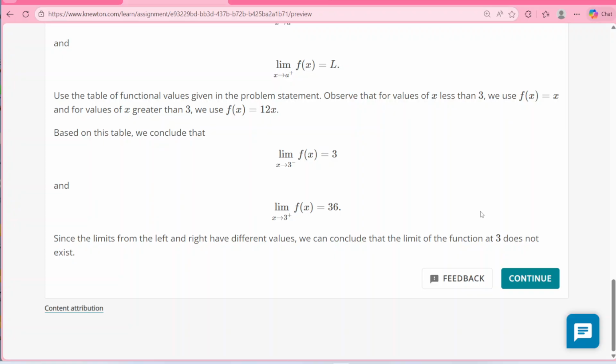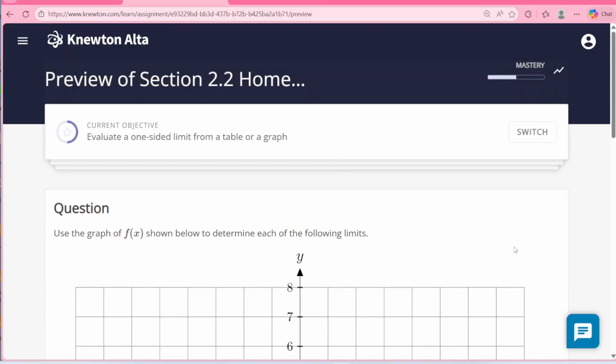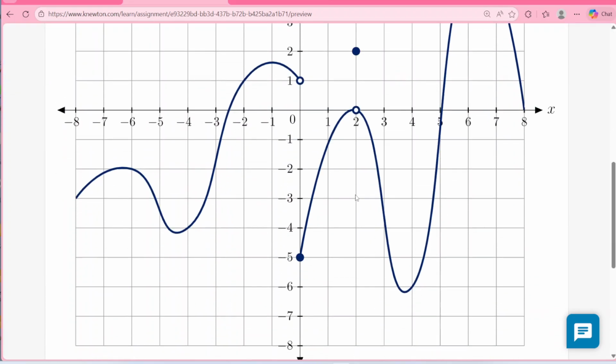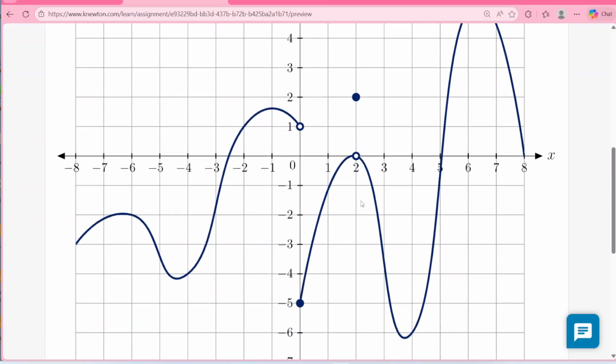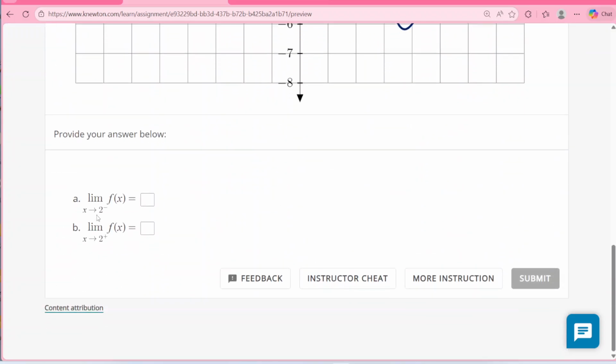Okay, you can read through the explanations whenever you get a chance. This is from a graph again. So again, picture some function called f. What's just the left side and right side limit at 2.